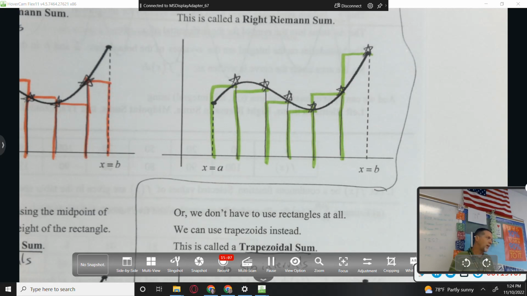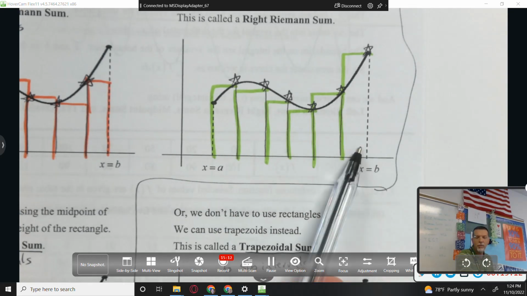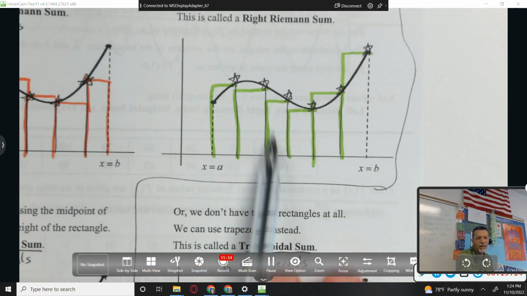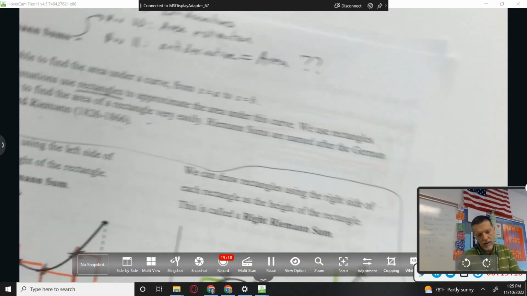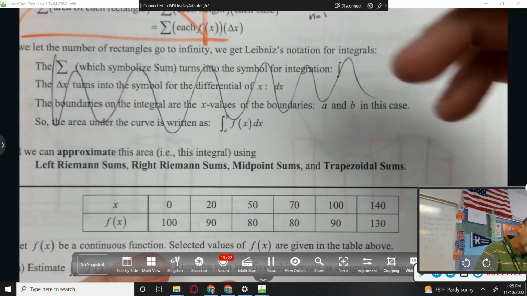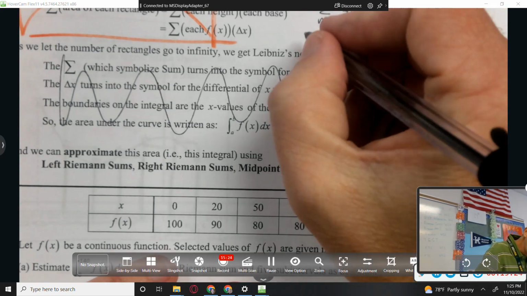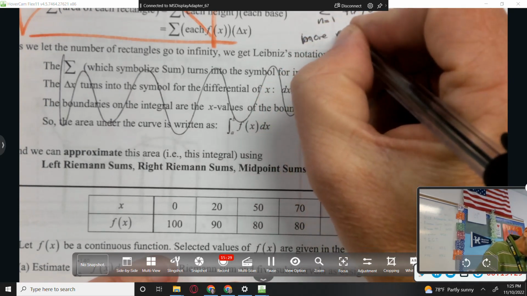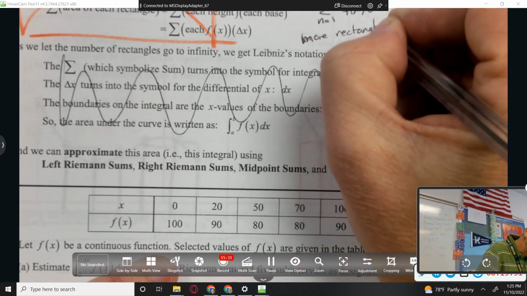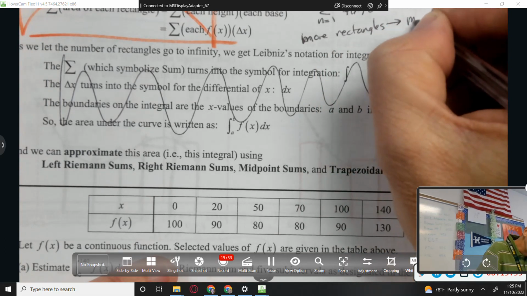Like, you wouldn't want to do that by hand. You could write a computer program to do that. But that would get you pretty accurate, right? If you had 100 little subintervals in there, you'd have a pretty accurate estimate. If you wanted a completely accurate one, more rectangles leads to more accuracy.